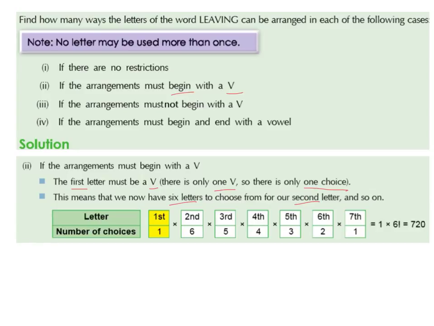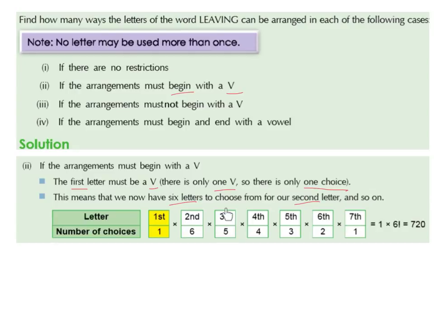So once we've used the V as the first letter, we've used one letter out of the word leaving. We then have a choice of 6 letters left for the second letter. Then once we've used whatever letter goes for the second letter, we've used up 2 letters, so then we have 5 left out of the 7.